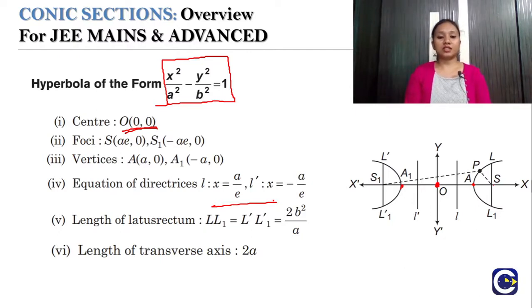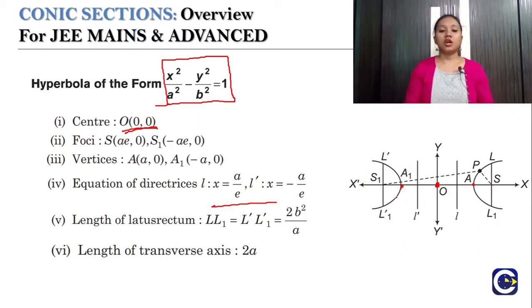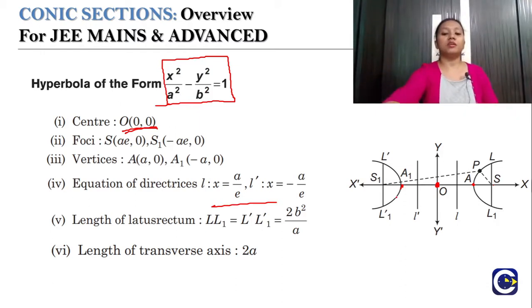So latus rectum. Let's see what the length of this latus rectum is. Here you can see L and L1, L dash and L1 dash. These two are nothing but my latus rectum. The length of the latus rectum here is given by 2b square by a.